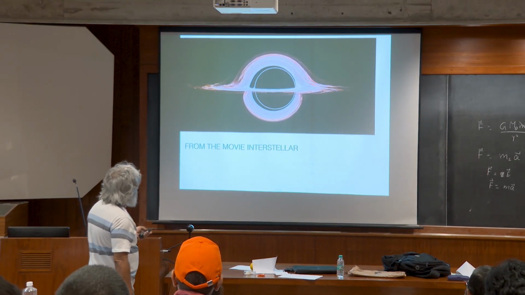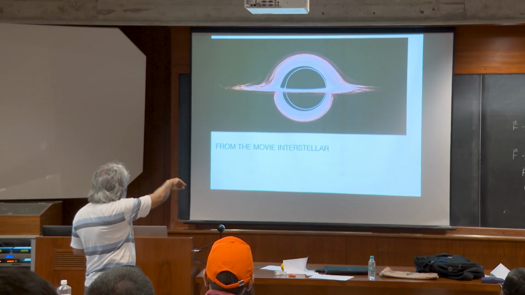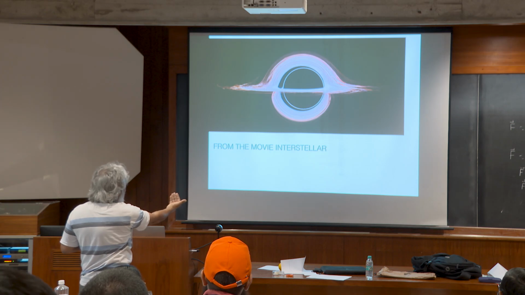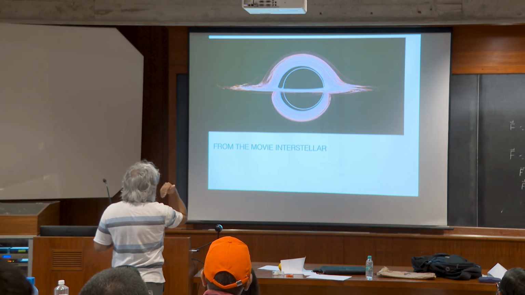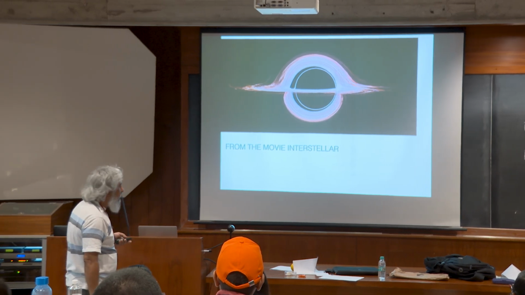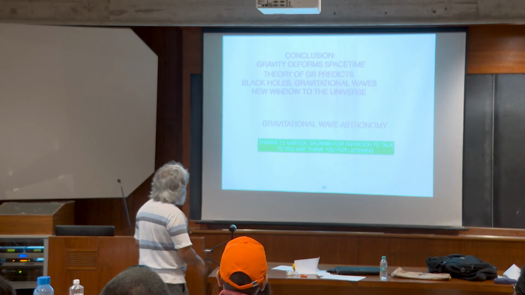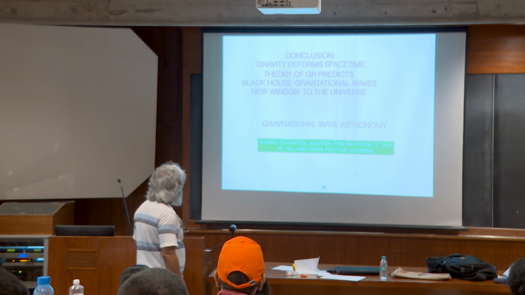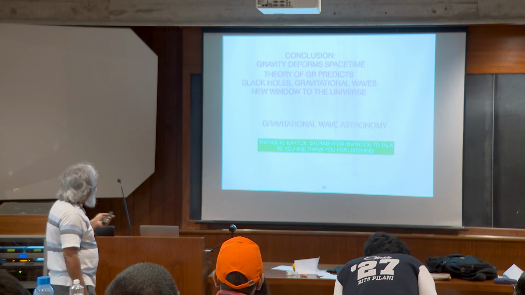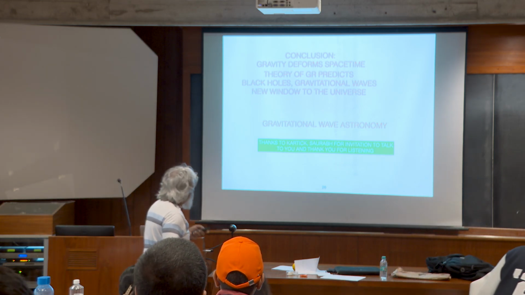And the bending of light is illustrated by the slide from the movie Interstellar. There's actually an accretion disk, but because we're looking at it from this side, the light from the other side of the disk is being bent over towards us, and it looks like it's coming from above and below the disk. So the conclusion is that gravity deforms space-time. The theory of GR predicts black holes and gravitational waves, and they provide a new window to the universe, and this is going to be the wave of the future, gravitational wave astronomy.